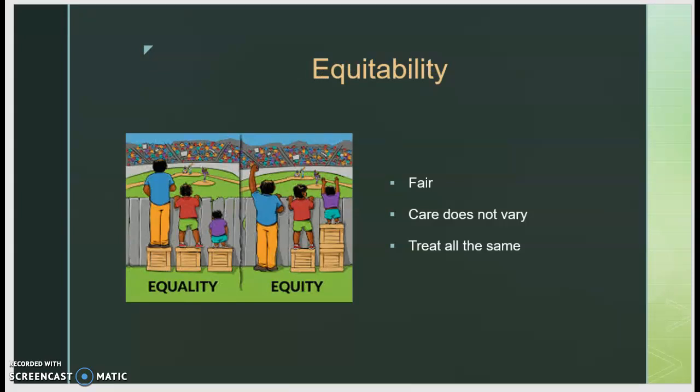Equitability. Fair. Care does not vary. Treat all the same. We want to provide care that does not vary in quality because of a person's characteristics, such as gender, ethnicity, their geographical location, or socioeconomic status.